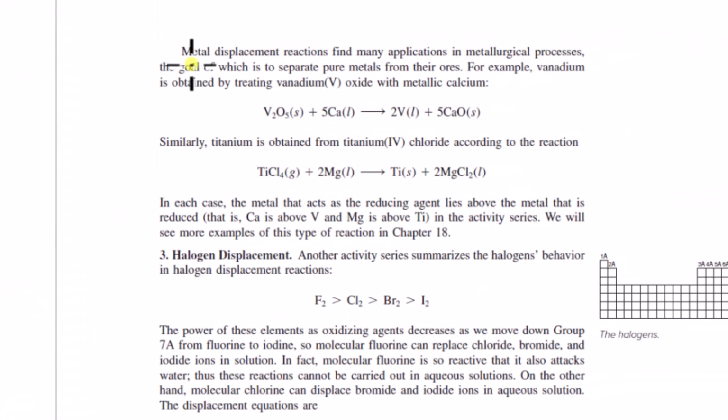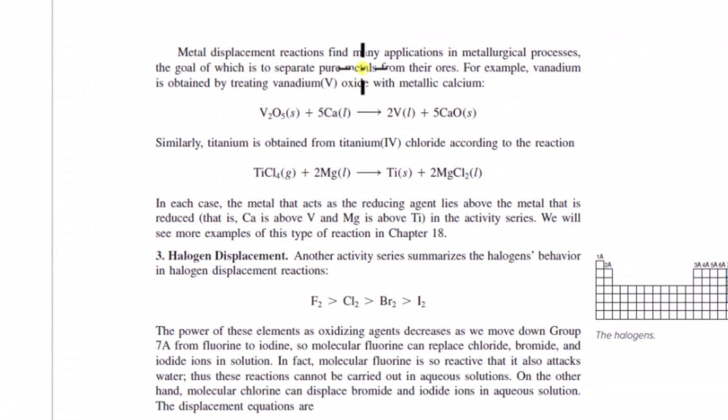So now it says, metal displacement reactions find many applications in metallurgical processes, the goal of which is to separate pure metals from their ores. For example, vanadium is obtained by treating vanadium 5 oxide with metallic calcium. So you've got solid vanadium oxide combined with elemental calcium, and the calcium displaces the vanadium.